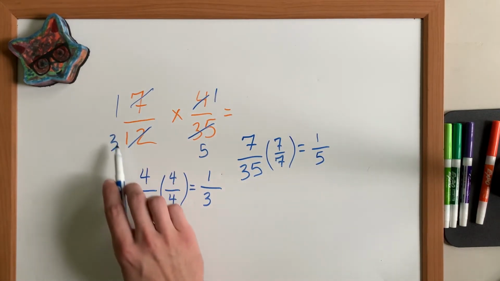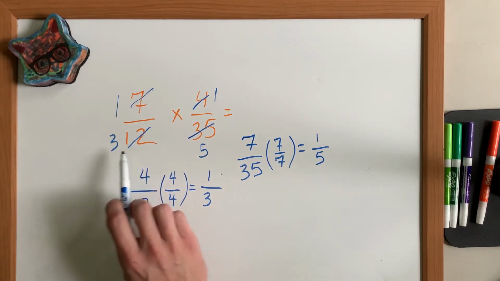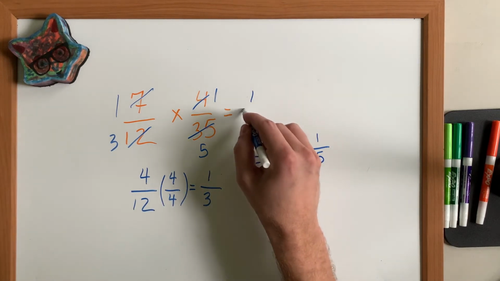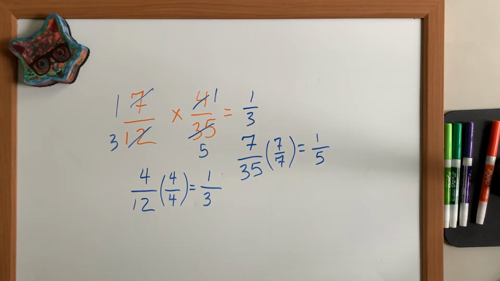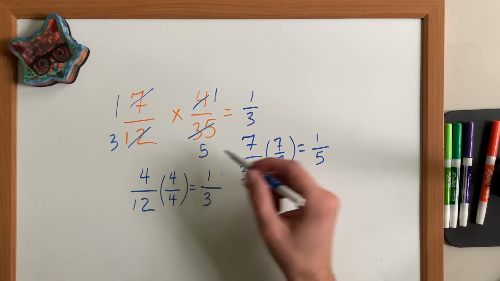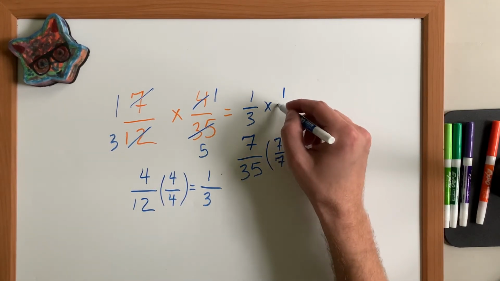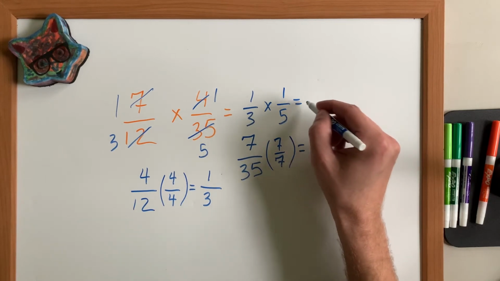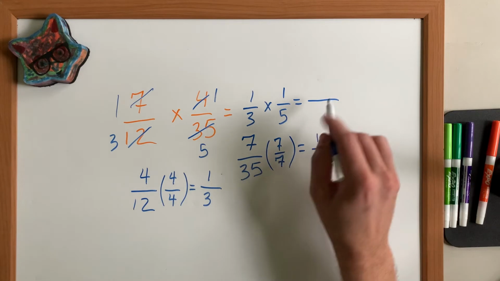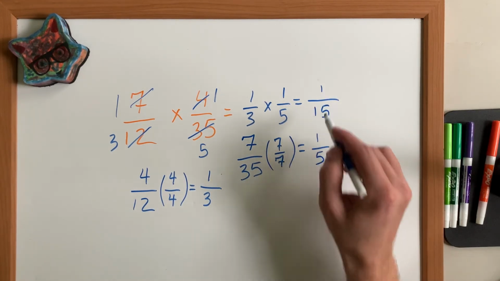What this gives us is a new set of fractions. Instead of 7 over 12, I now have 1 divided by 3. And instead of 4 divided by 35, I now have 1 divided by 5. So I'm going to rewrite this. And now when I multiply straight across, I get something much simpler, 1 over 15.